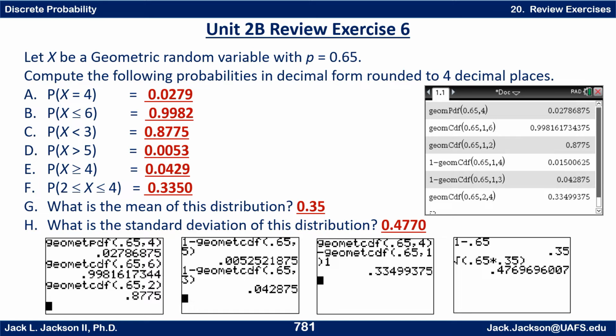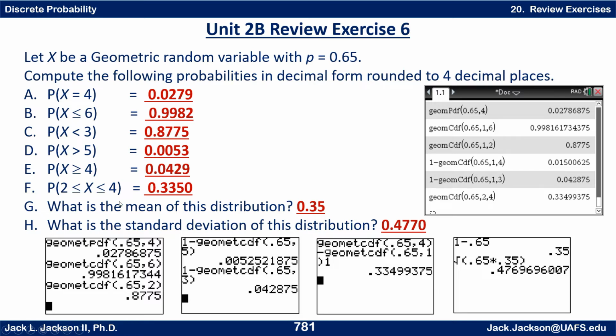Well, we want to include the 4, so we want to keep the bars for 4, 5, 6, 7, 8, 9, 10, and so on forever. Which bars do we want to get rid of? Just the bars for 1, 2, and 3. 3 being the top one is important. That was the top one we want to get rid of. So that's 1 minus the geometric CDF of 0.65, comma 3. So that's 0.0429.